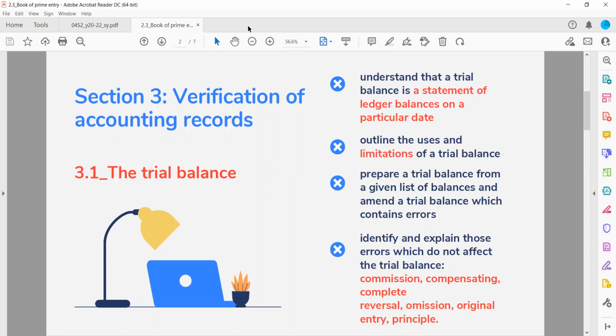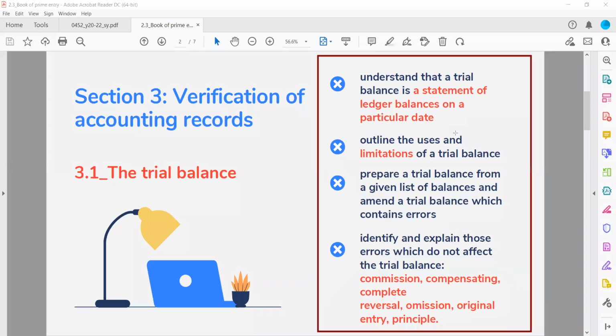So this is the syllabus that we need to do for the trial balance. Understand what the trial balance is, what the limitation of the trial balance is, and how to prepare the trial balance. Next, there are 6 errors, and we need to memorize the terms for the errors in the trial balance which do not affect the trial balance.